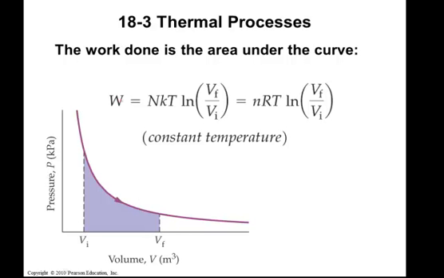And in order to find the work, if we have constant temperature, we're going to do N, which is our number of moles, times R, our ideal gas law constant, the 8.314, times our temperature in Kelvin, and then ln of the final volume divided by the initial volume. So there's another way for us to find the work when the temperature is constant.